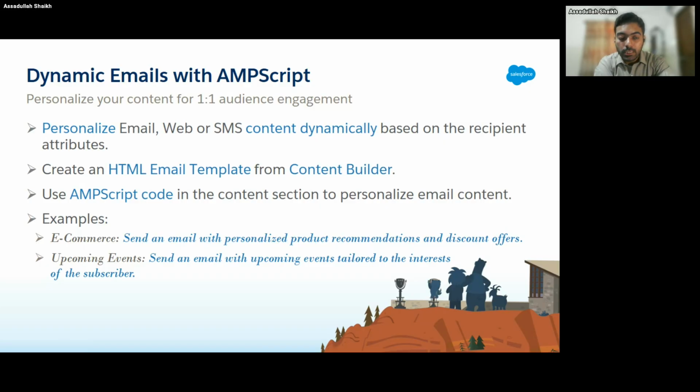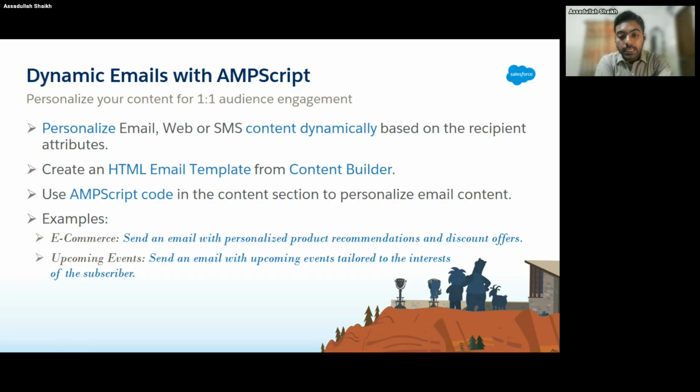So these are a few examples. For an e-commerce site, as I mentioned, you want to recommend personalized products as well as offer discounts based on their recent purchases. You would need some customization, which the built-in tools in Marketing Cloud cannot do for you. That is why you need some logic. You need some code, which at a very basic stage is AMPscript. It is not very difficult, so we will be seeing this in a bit.